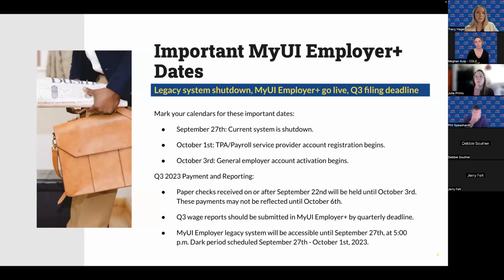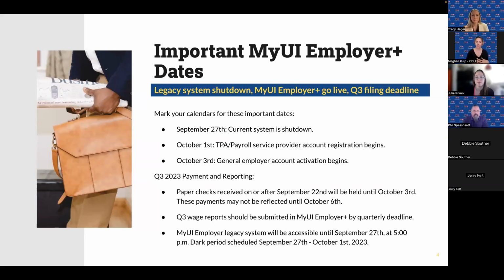You all as third-party administrators and payroll service providers are going to have an open house early access opportunity to register in advance of when we invite the rest of the employer community into the system on October 3rd. So that's when the general employer account activation begins. As far as the third quarter reports and payment processing, as I mentioned a moment ago, you'll have through the 27th to report online.